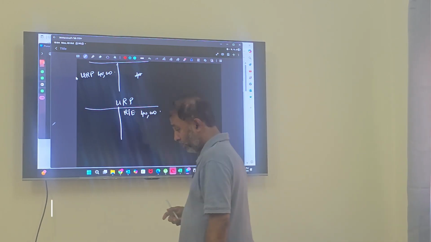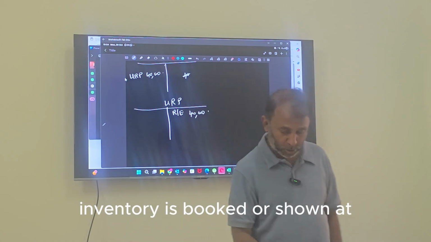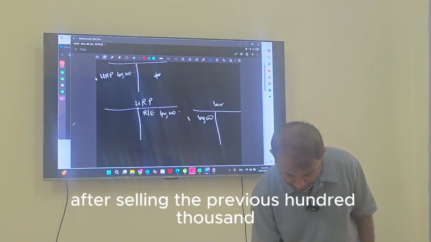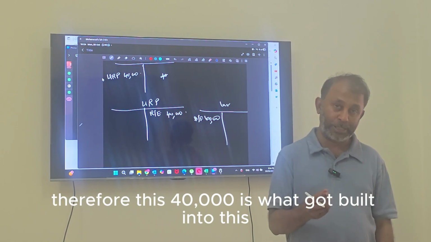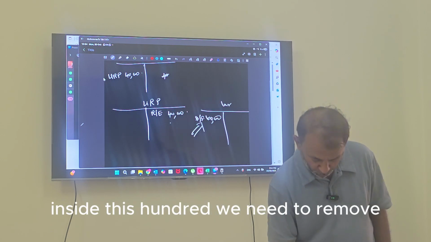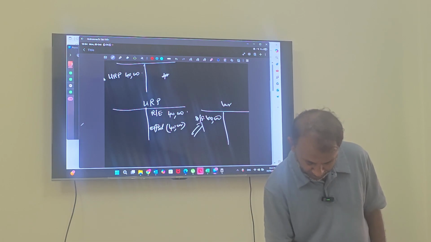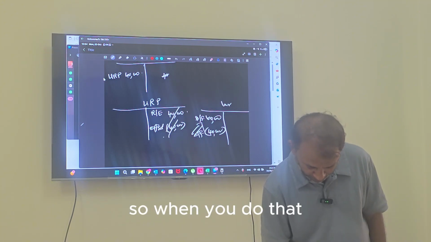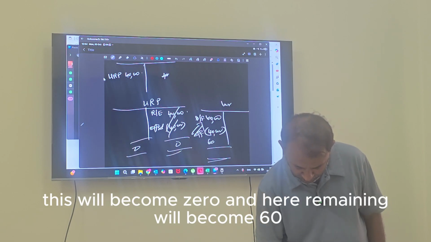On the other hand, the parent company will have inventory. Inventory is shown at 100,000 after selling the previous 100,000. Therefore, this 40,000 that got built into this 100,000 we need to remove. So we call it the offset, and that 40,000 we need to offset here as well. When you do that, this will become 0, and the inventory remaining will become 60,000.